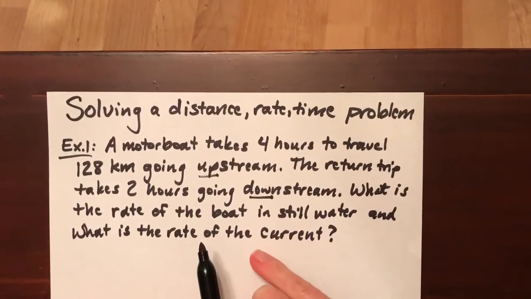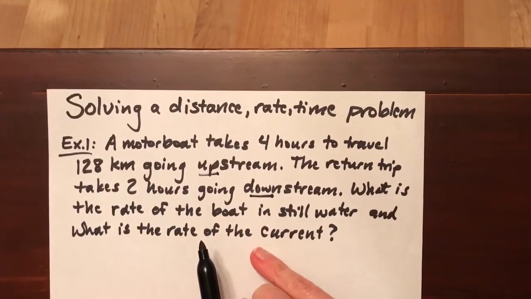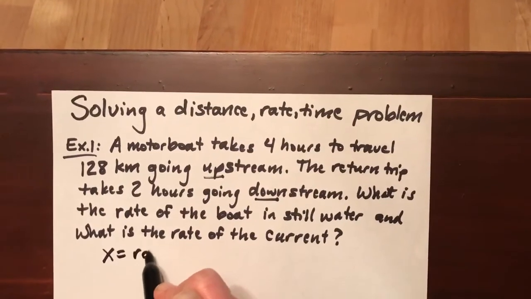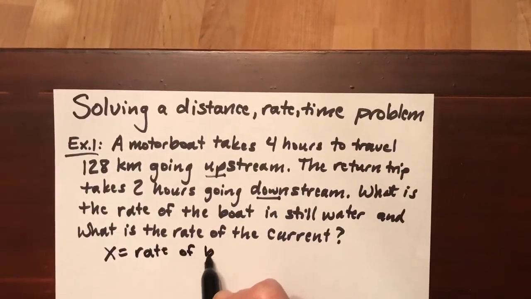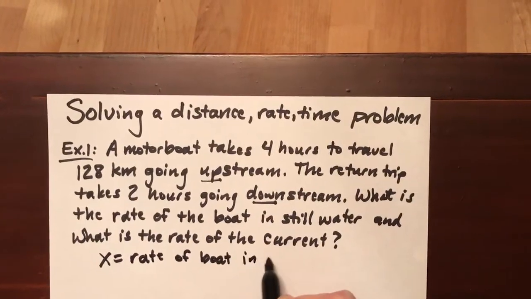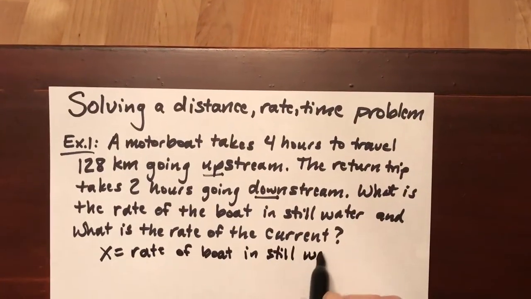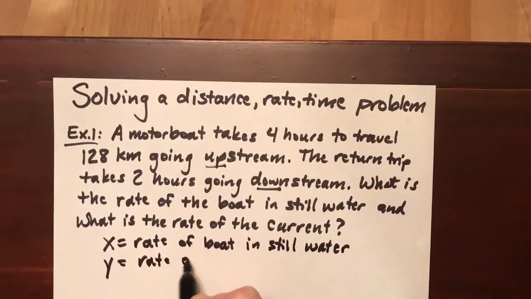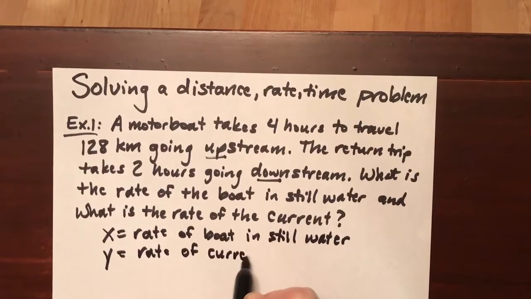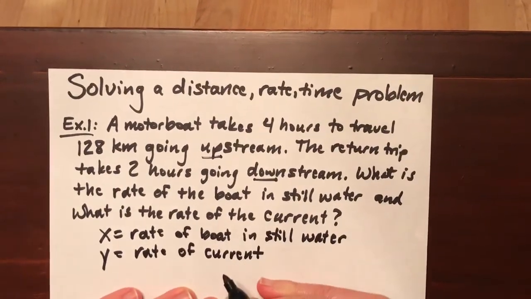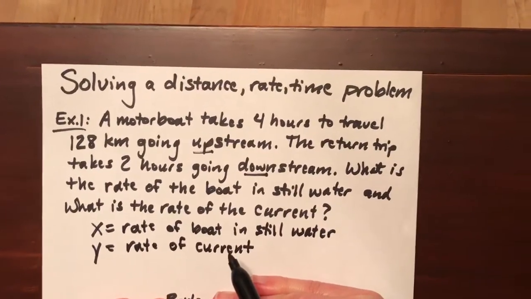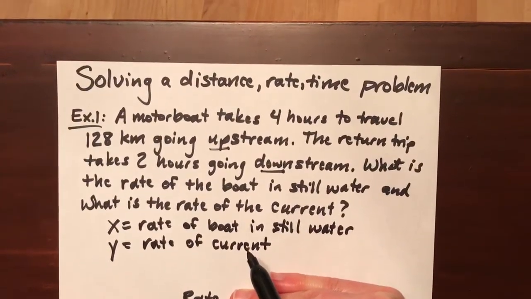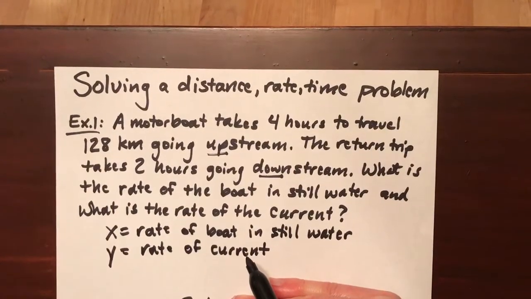Okay, this last question gives us a hint as to what our variables are. And so we're going to let x equal the rate of the boat in still water. And we're going to let y equal the rate of the current. And so current in a river is either pushing behind you and making you go faster or pushing against you and slowing you down. And so let's consider the two situations that we have.